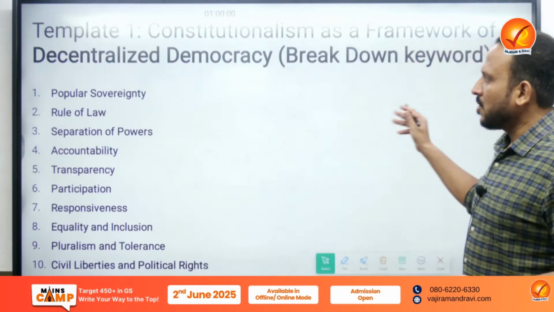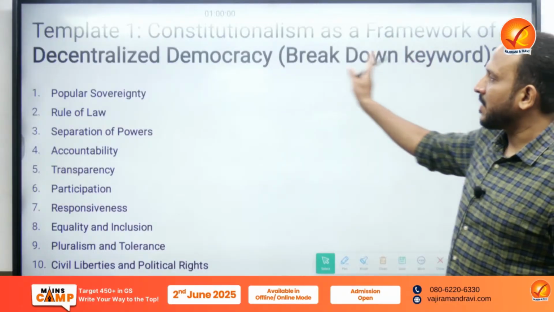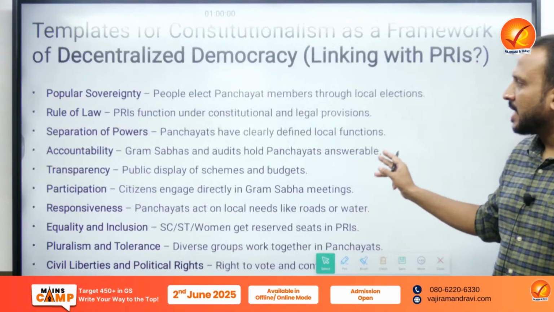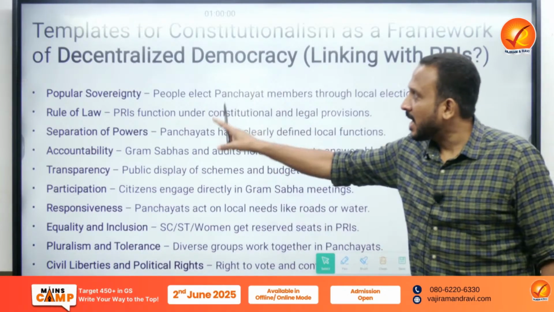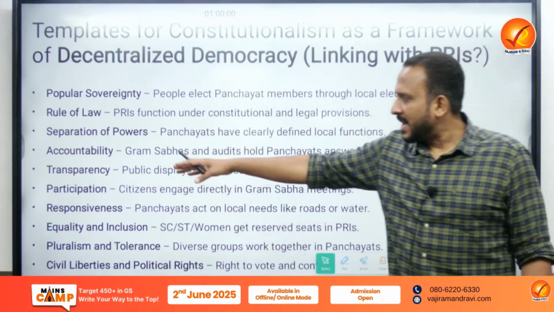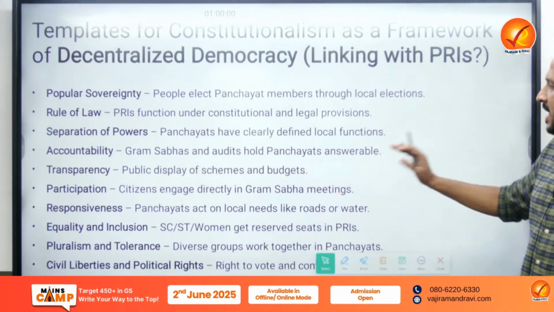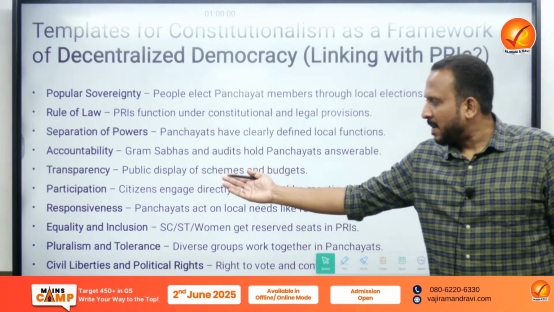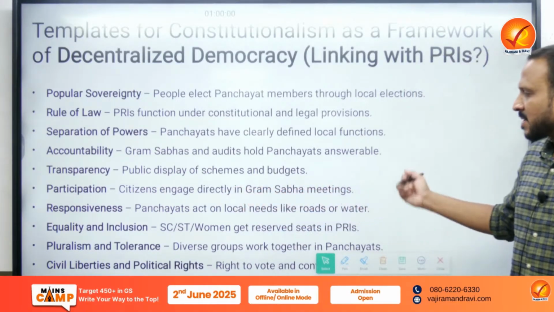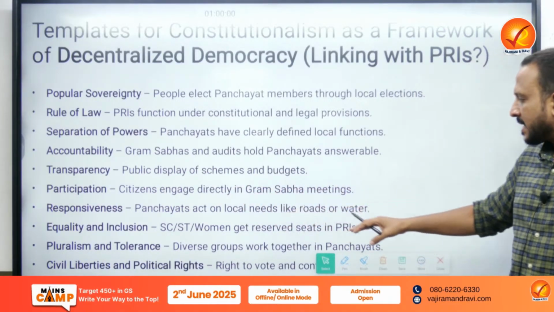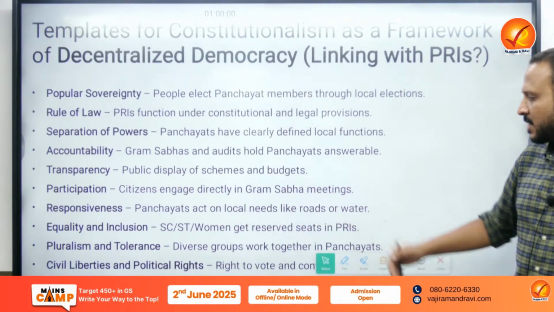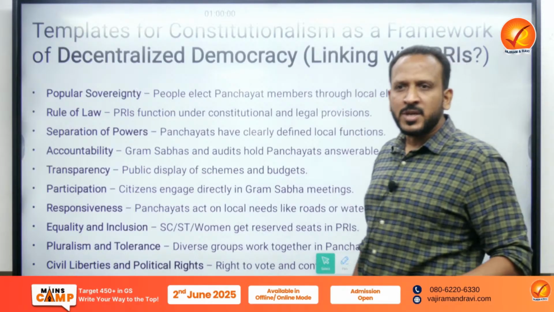So this is how I have divided the breakdown, the keywords: decentralized democracy through popular sovereignty, rule of law, accountability, transparency. And this is how I have linked it, right? For example, accountability: Gram Sabhas and audit hold Panchayat answerable. Transparency: public display of schemes and budgets. Citizens engage directly in Gram Sabha meetings. Panchayats act on local needs like roads, water for responsiveness. Equality and inclusion: SC, ST, women get reserved seats in Panchayati Raj institutions.